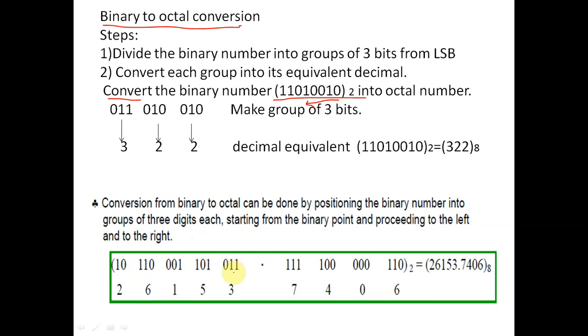This group 0 1 1 is nothing but 3. 1 0 1 is nothing but 5. 0 0 1 is nothing but 1. 1 1 0 is nothing but 6. And this is the 2.